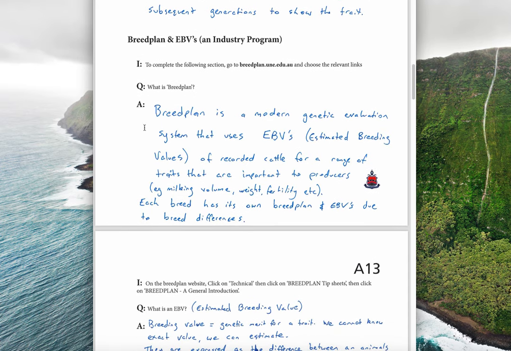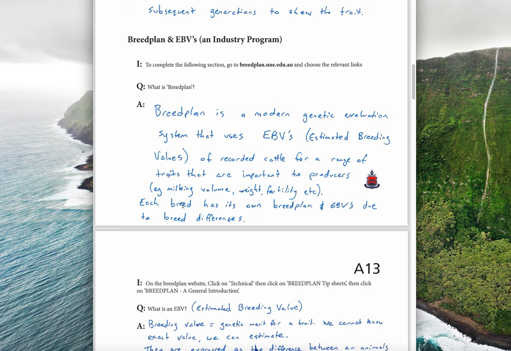So firstly, what is Breedplan? If you went to the Breedplan website, you would have looked up this information, but Breedplan is basically, and this is straight from their website, a modern genetic evaluation system. So it's evaluating the genes of an animal, and it uses EBVs, which are called estimated breeding values. They're what we estimate certain traits will be, how good certain traits will be in animals. And it's a system that uses EBVs of recorded cattle for a range of traits that are important to producers. For example, milking volume, weight, fertility. And we'll look at these traits a bit more shortly.